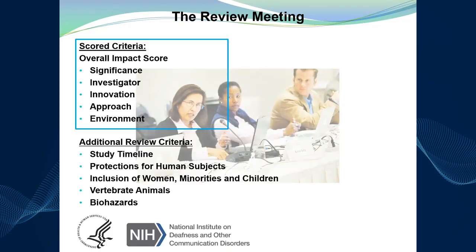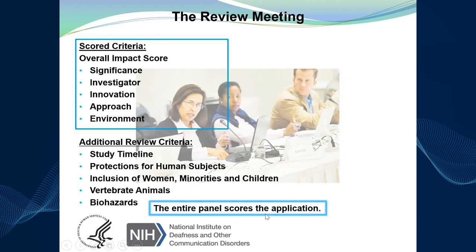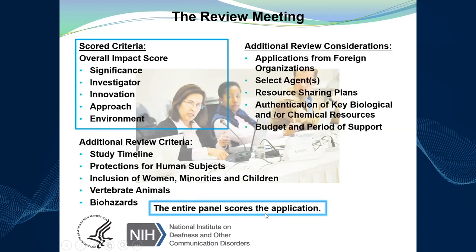There might be some discussion and questions from the rest of the panel, and then the assigned reviewers will talk about these additional review criteria, such as the timeline and protection of human subjects. At that point, the entire panel will score your application, and then the reviewers will go on to discuss these additional review considerations, and then move on to the next application. So this is basically how the review will go, and it'll take approximately 15 minutes or so for the panel to consider your application during discussion.